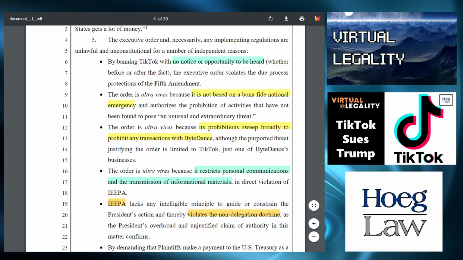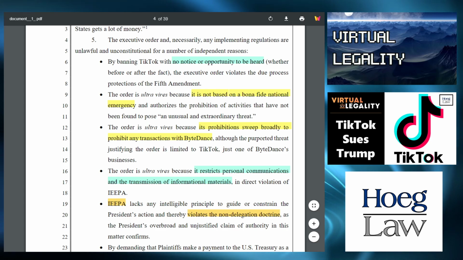The court's always going to be reluctant to look at the executive and say, yep, I can say that you are lying. We know better. We're going to do something else. The order is ultra vires because its prohibitions sweep broadly to prohibit any transactions with ByteDance, although the purported threat justifying the order is limited to TikTok.